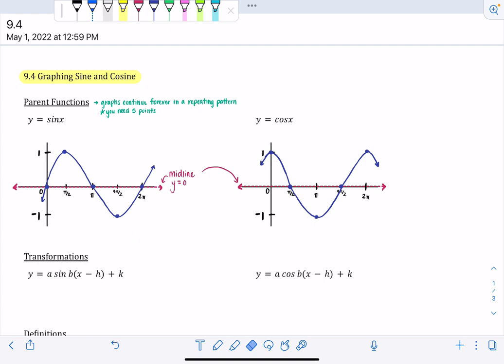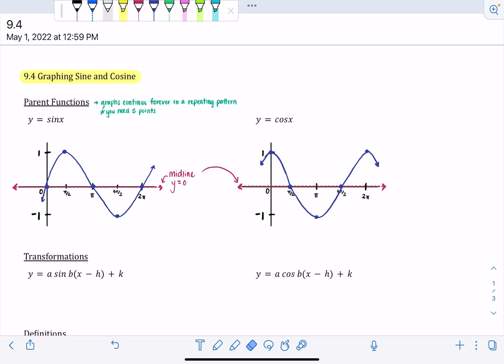You can see on my graphs, the x-axis is labeled from 0 to 2 pi on both of them, and that's because the points come from points on the unit circle, and one full rotation on the unit circle goes from 0 to 2 pi. So that's basically what we're graphing, is we're graphing one rotation around the unit circle.